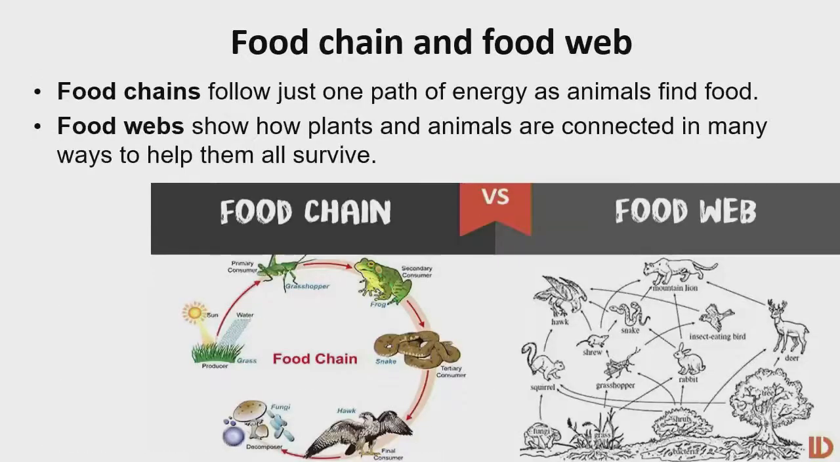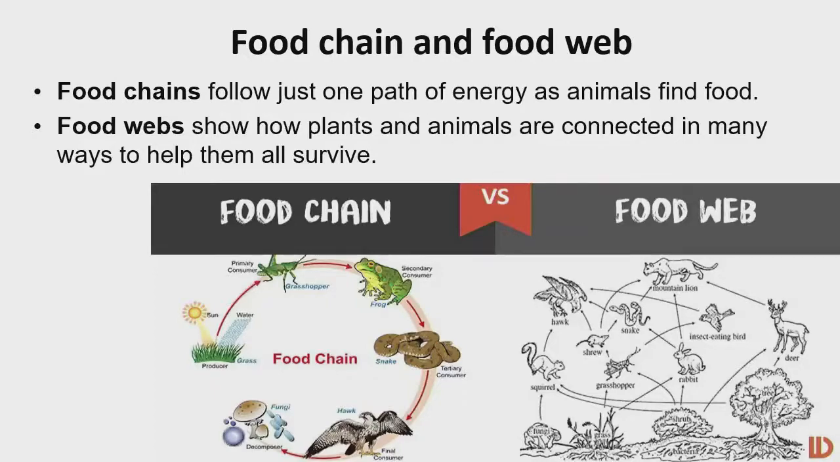Yeah. So, and then we also have a topic on food chain and food web. So this illustrates the flow of energy. Every living thing needs energy in order to survive. So for the flow of energy, we have the food chain, that is a flow with just one path of energy, as animals find their food.